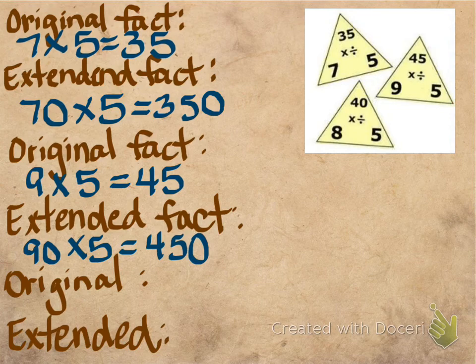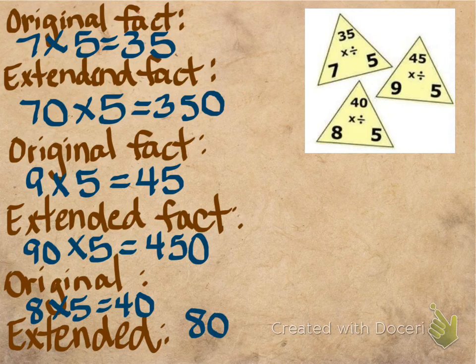Okay, our last one, we have 40, 8, and 5. So if we do 8 times 5 equals 40 as our original fact, and if we make an extended fact, it's going to be 80 times 5 equals my basic fact, and then add my 0, 400. Pretty easy, right? Hopefully.